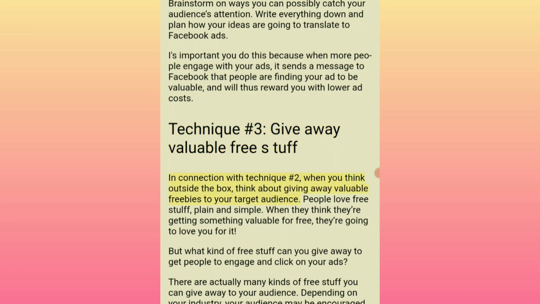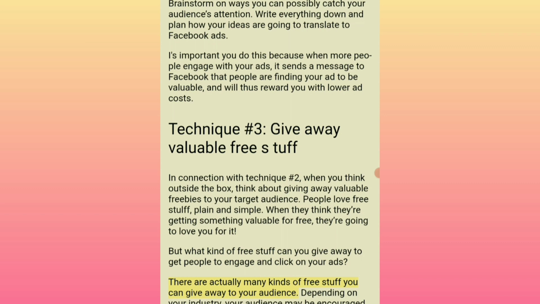But what kind of free stuff can you give away to get people to engage and click on your ads? There are actually many kinds of free stuff you can give away to your audience. Depending on your industry, your audience may be encouraged to engage with your advert if you give them a very valuable ebook that addresses their pain points, a short but comprehensive email course, a free sample of your product, a free trial, a discount code, and so much more.